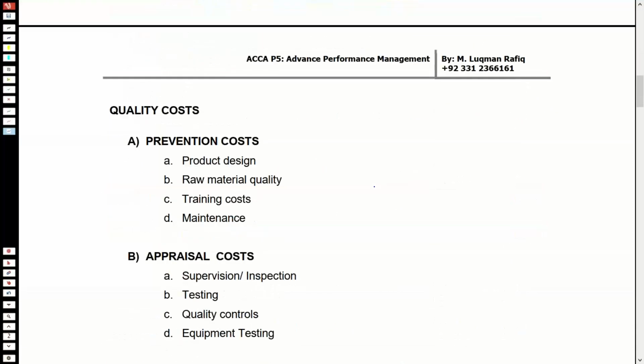Now, when it comes to quality management, there is a very important concept called the concept of quality cost.